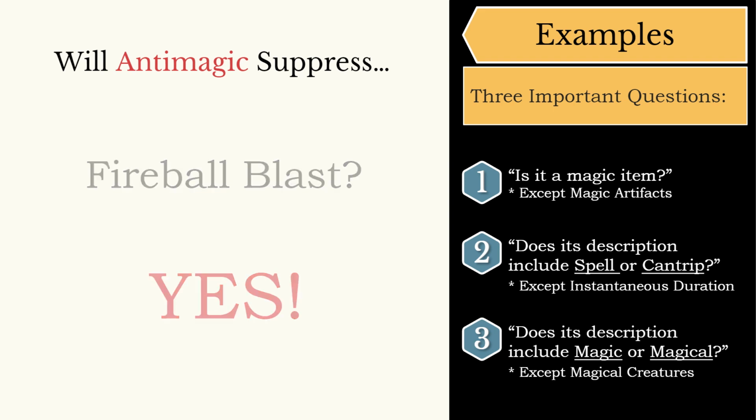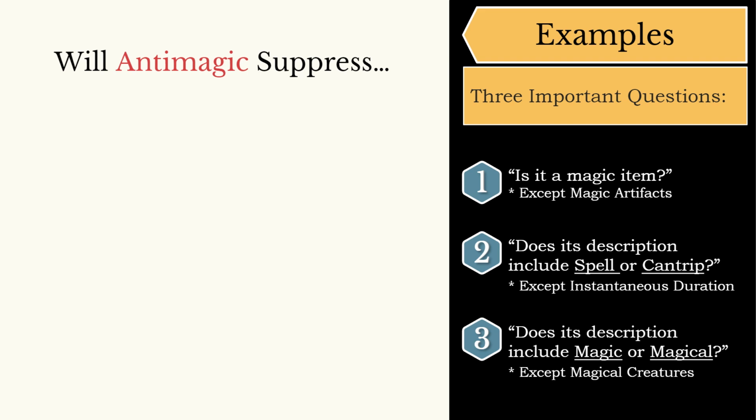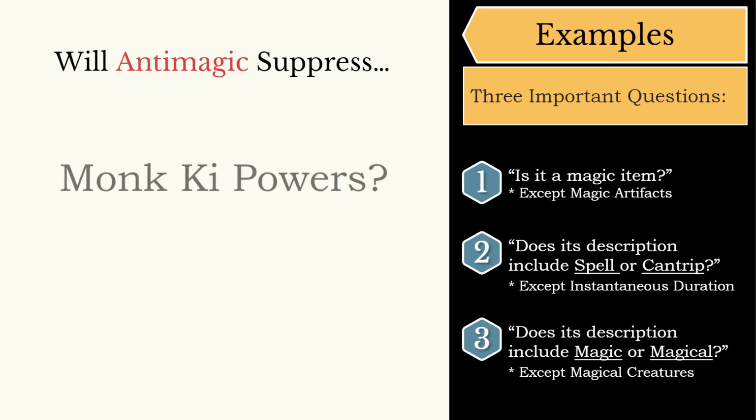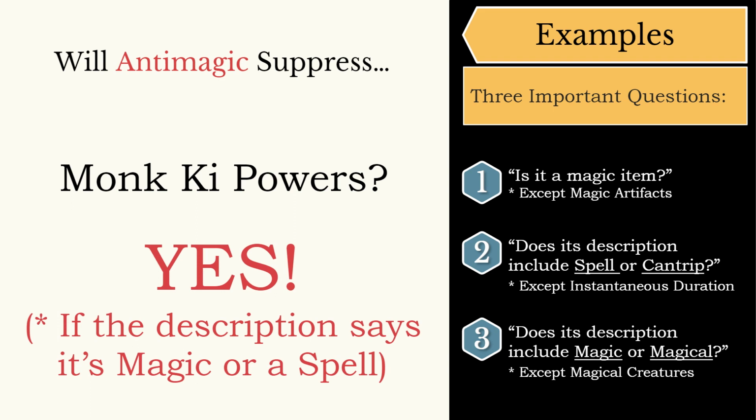Another commonly asked question is, what about monk ki powers? Does an anti-magic field prevent a monk from using their ki? Well, not all ki powers are considered magical, even though the general description for monks does refer to them as having magical abilities. If the specific power includes the words magic, magical, spell, or cantrip, then it is magical and would be suppressed by anti-magic. Otherwise, the monk can use the ability inside an anti-magic field.